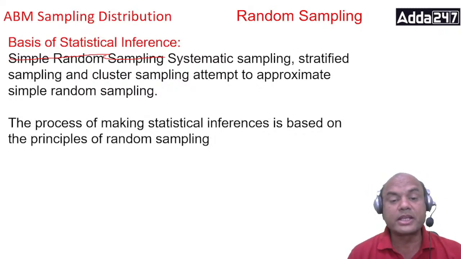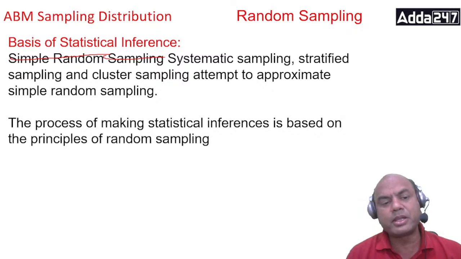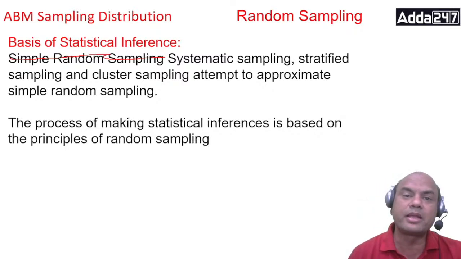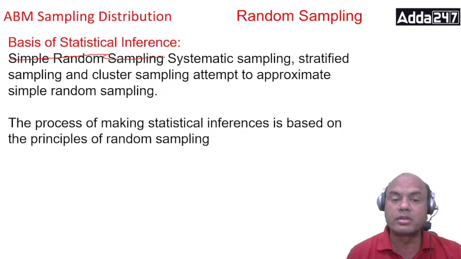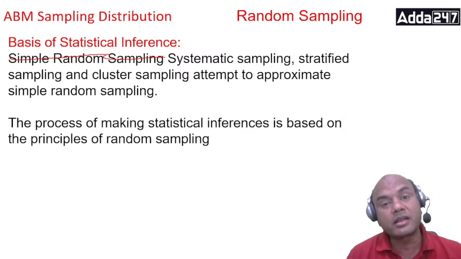Remember, these are the practical questions asked in the exam. The process of making statistical inferences is based on the principles of random sampling. Very importantly, remember, simple random sampling is the best sampling available throughout the world. All these systematic, stratified, cluster are taken later. They are an approximation.